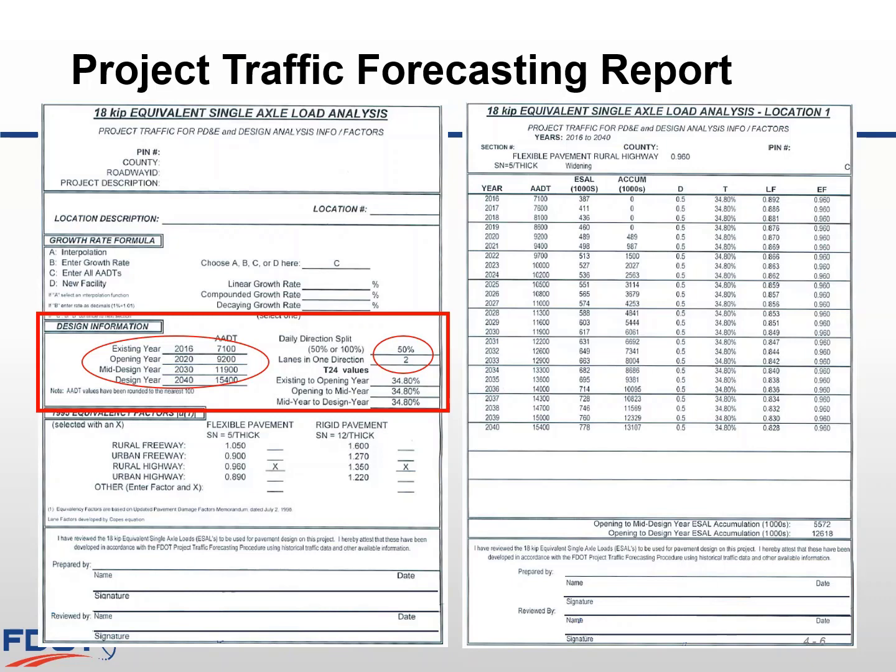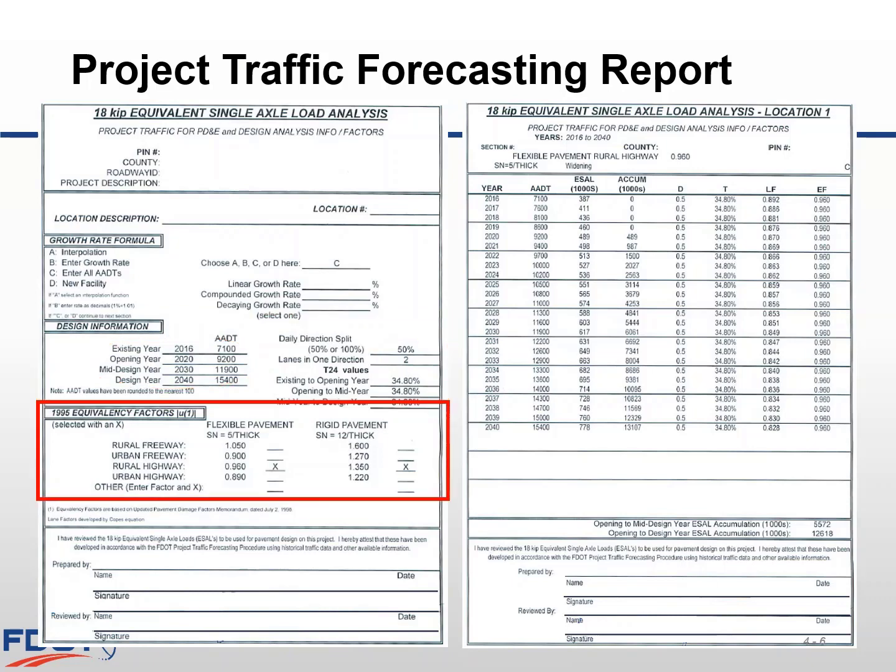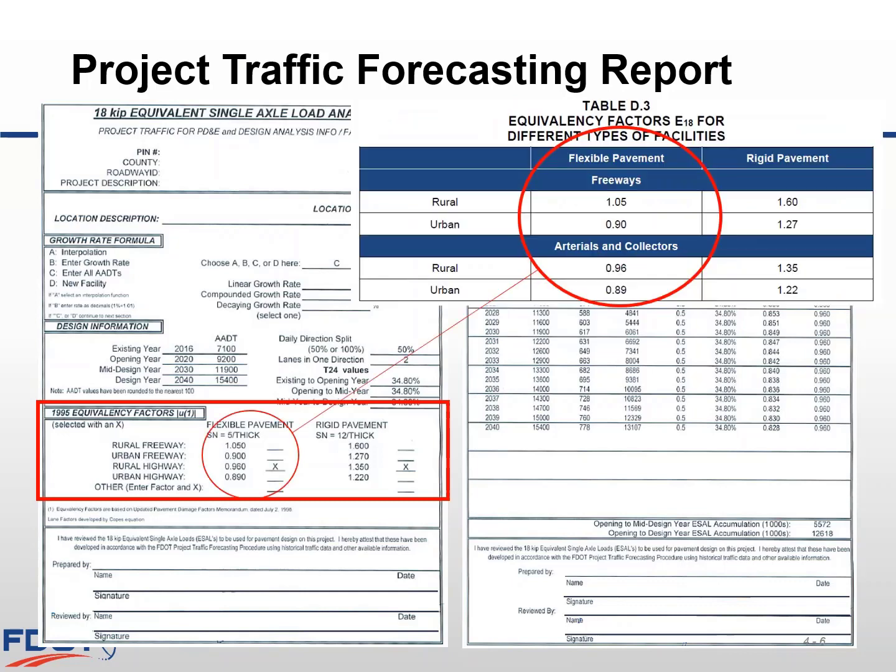The next area on this sheet to check is the equivalency factors. If you remember from Module 1, the equivalency factor is a ratio of the number of repetitions of any axle load and configuration required to cause the same amount of damage as a single application of an 18-kip single axle load. So to verify that the correct equivalency factor is used in the traffic forecasting report for your project, look in the Flexible Pavement Design Manual in Appendix D.